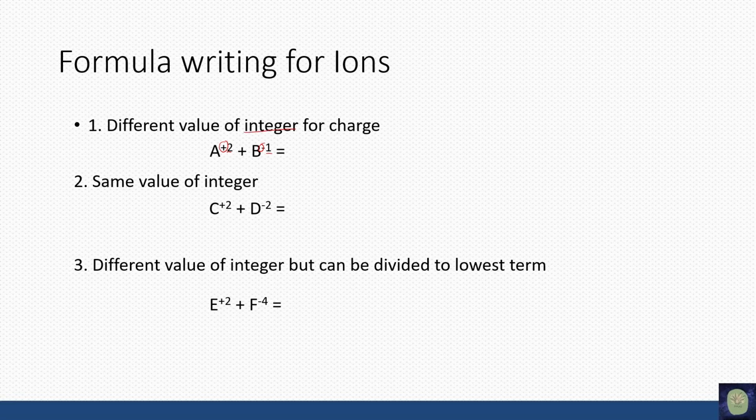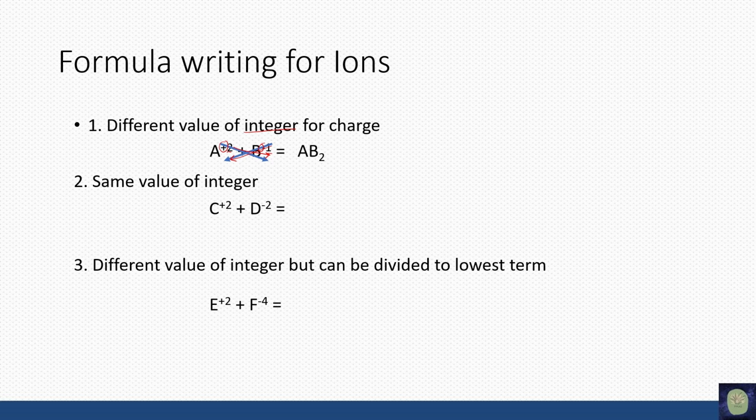So when we write formula, we crisscross the integer, okay? So for example, we have A2 positive, then B negative 1. It produced a compound called AB2.